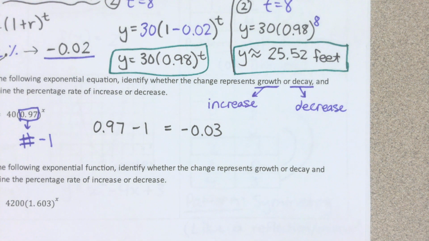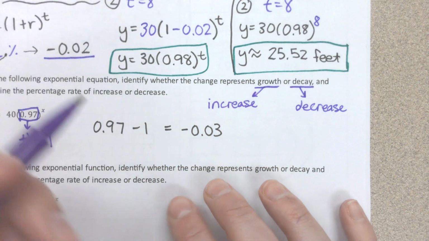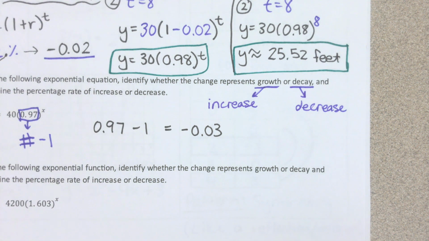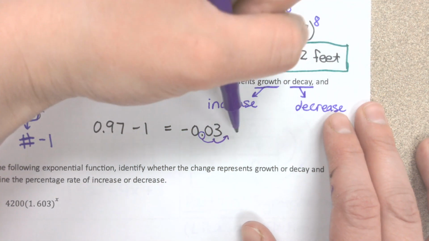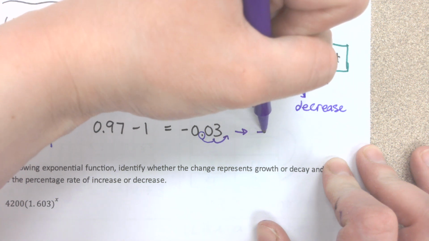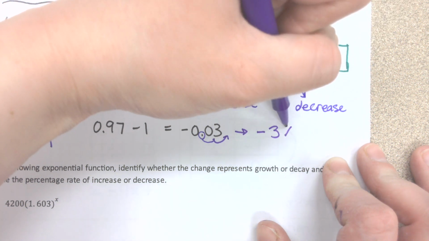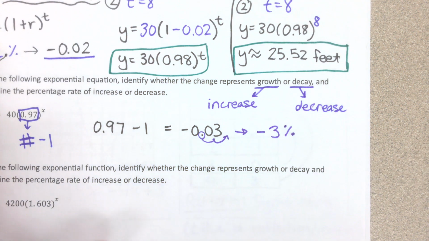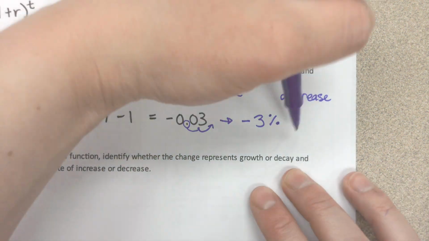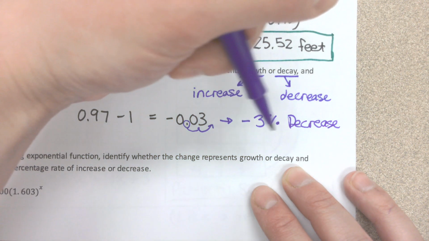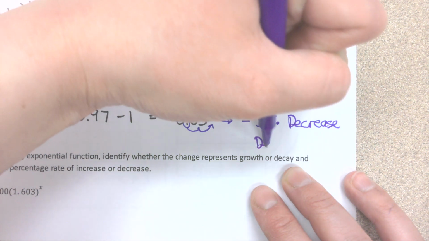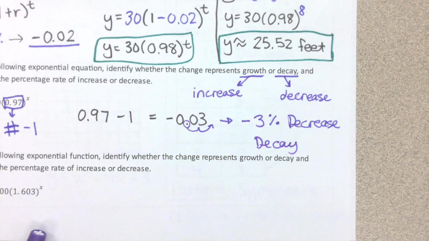Now remember, they want the percentage rate of increase or decrease. So we're going to need to put this back into a percent. Percents are bigger. We're going to move to the right. Move 2 places to the right. This is negative 3% decrease. So that means we have a decay problem.